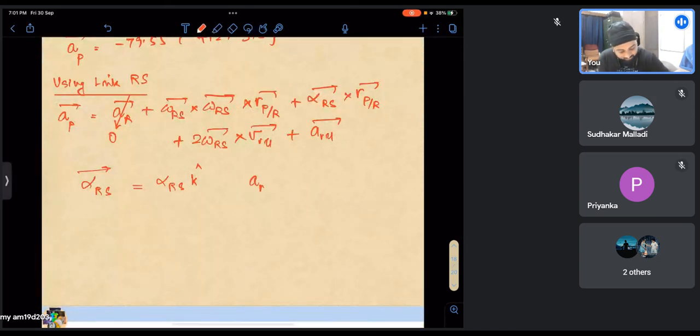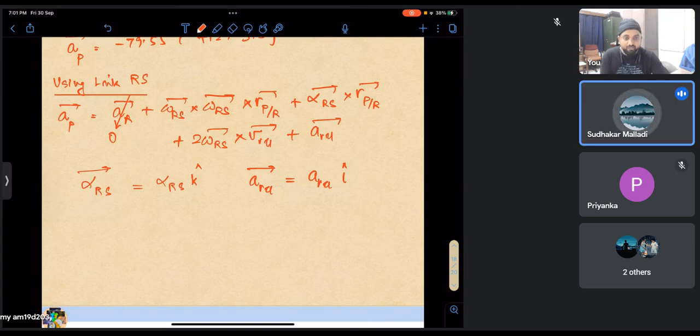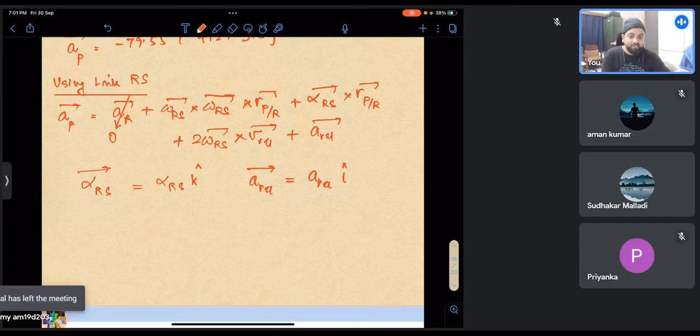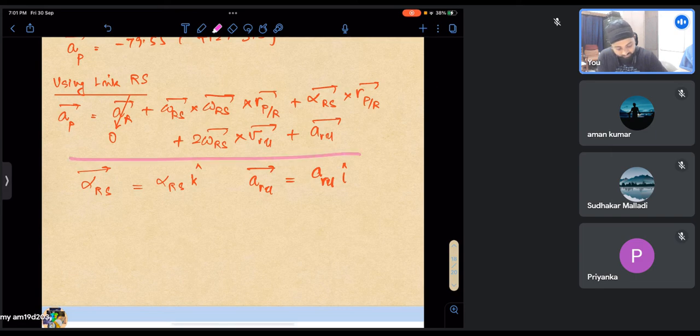we can consider our AREL to be AREL I, because I is pointing along the axis of the member. That is how it will have an acceleration. Positive or negative will come out from the mathematics. But essentially, identifying the direction is the key here. So let us take it to be positive and then let it come out to be negative, just so that we can be sure about this. All right. So these two are the quantities that we have considered now.